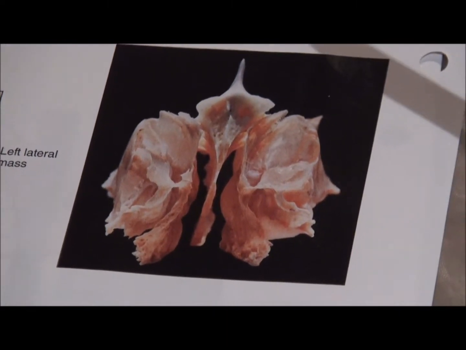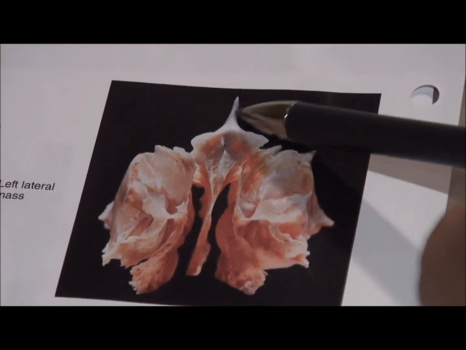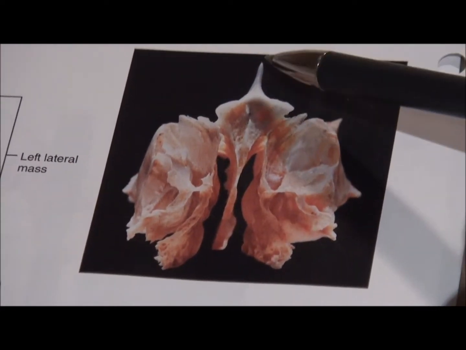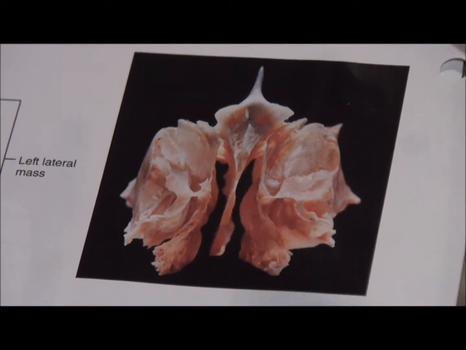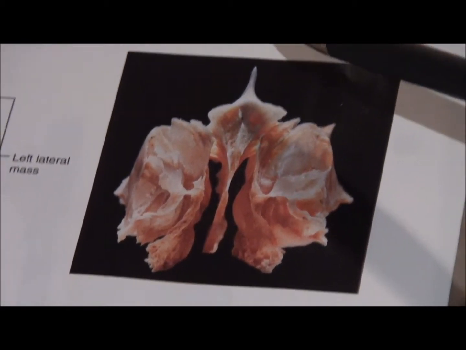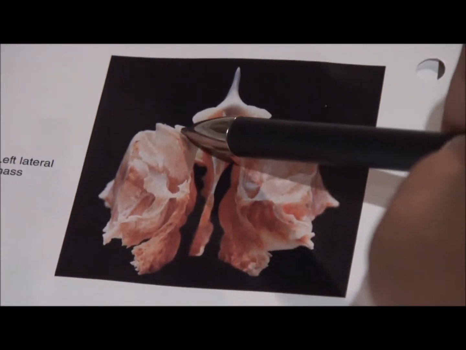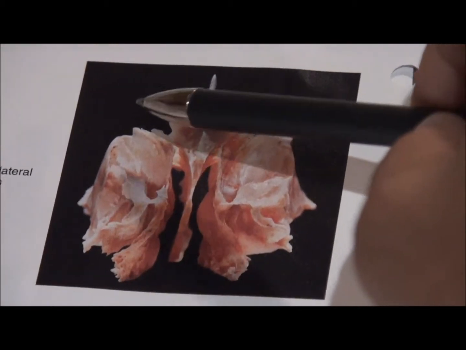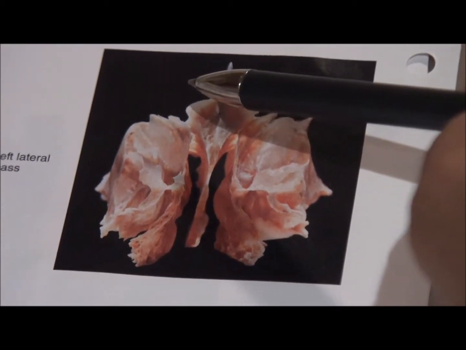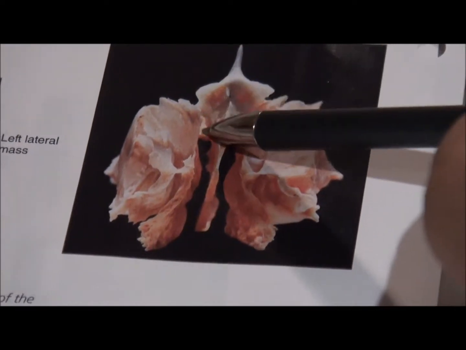For the ethmoid bone, this is the crista galli. The dura attaches here. It secures the brain and cranial cavity. The cribriform plate are these two. The olfactory nerves pass from the smell receptors in the nasal cavity to the brain, passes through here.